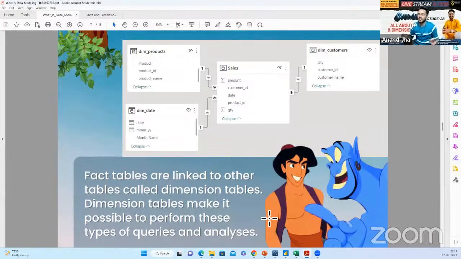Dimension tables make it possible to perform these types of queries and analyze. You see, dimension underscore customer, I have given. Is it static data or dynamic data? It's static data. It has city, it has customer ID. Customer ID will never change. Once you have enrolled for Netflix, Amazon Prime, or any HDFC bank, your ID will never change. That's for the lifetime, unless you change your phone number or anything. Getting my point? So a dimension table contains your static data. Fact tables contain your real dynamic data, which is called transactional data.